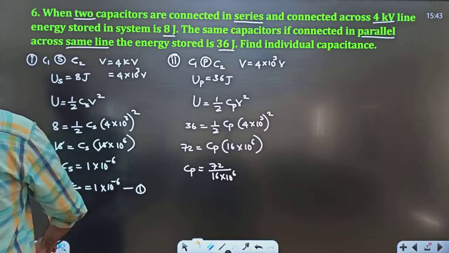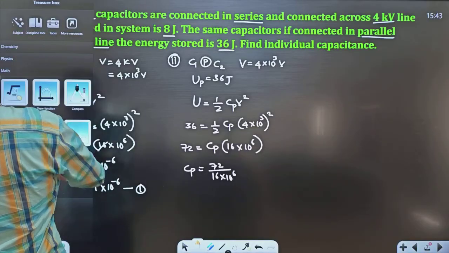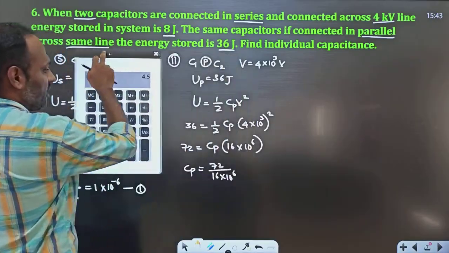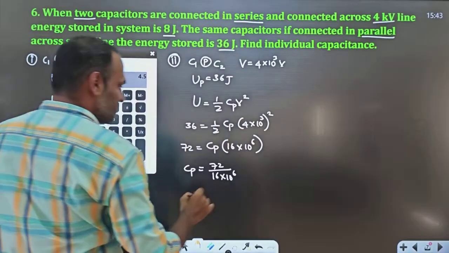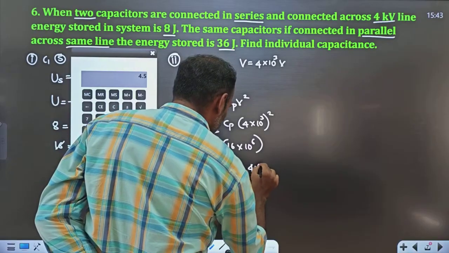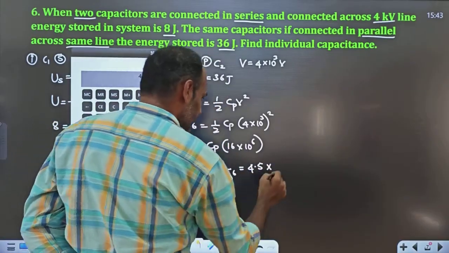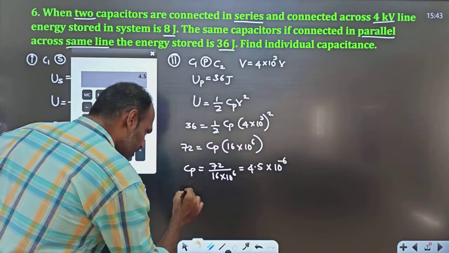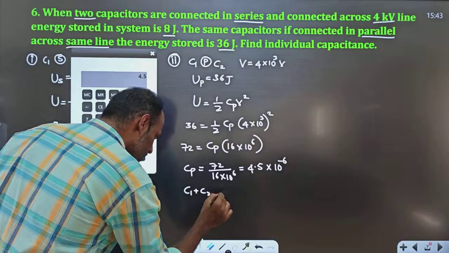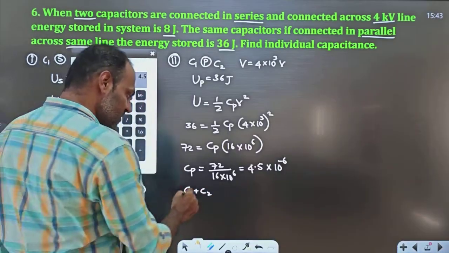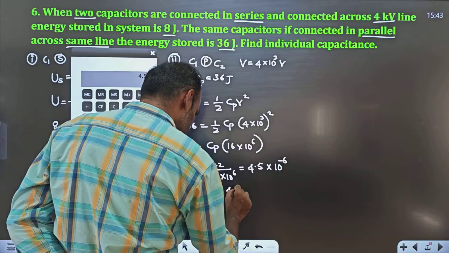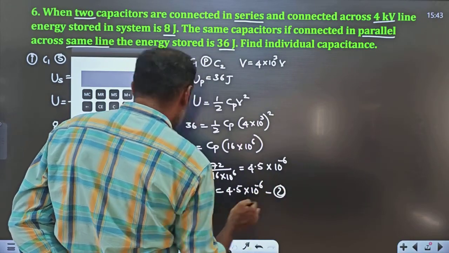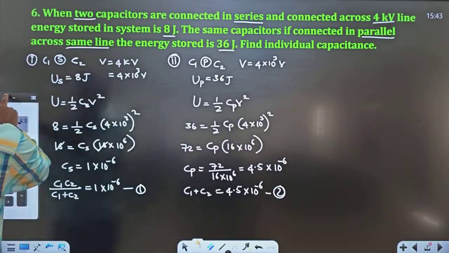So 72 divided by 16, this will be 4.5. 10 to the power 6, I will take it to the numerator. It will be 10 to the power minus 6. What is CP? It is the effective parallel combination of two capacitors. So effective parallel combination of two capacitors means it will be C1 plus C2. C1 plus C2 equals 4.5 into 10 to the power minus 6. This is equation number 2.